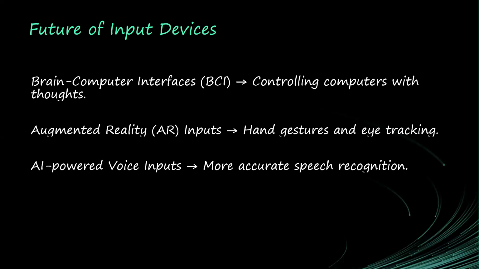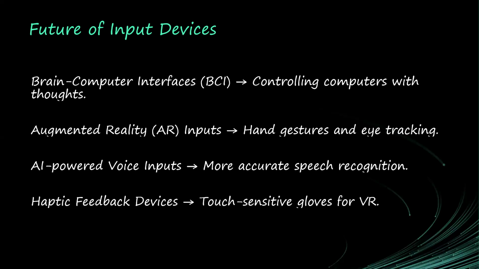AI-powered voice inputs, more accurate speech recognition. Of course, these AI-powered inputs are already here, when you talk to Siri or when you talk to Google. But over time it's going to be more accurate. Then haptic feedback devices, touch sensitive gloves for virtual reality. It's going to be amazing.